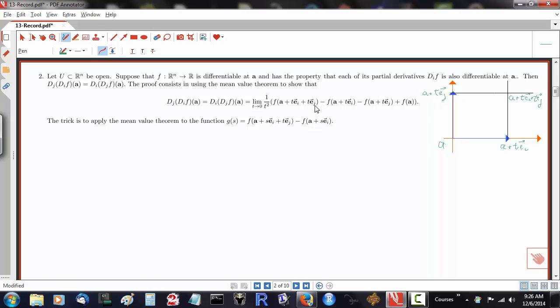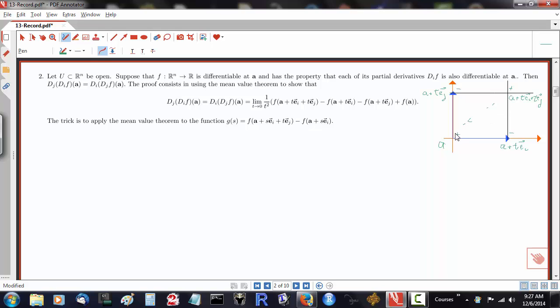Now let me explain to you how the proof is going to work. Here is an expression involving the function f evaluated at 4 different points, and it involves e sub i and e sub j in a precisely symmetrical manner. The value of f here goes in with the plus sign. The value of f down here at A also goes in with the plus sign. The value at A plus t e sub i goes in with the minus sign, as does the value here.